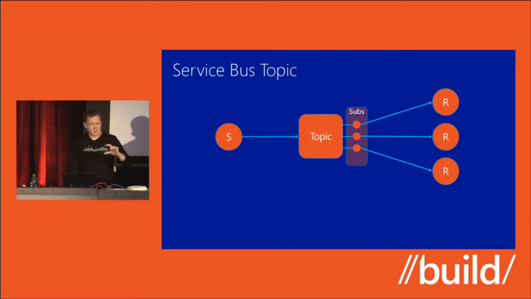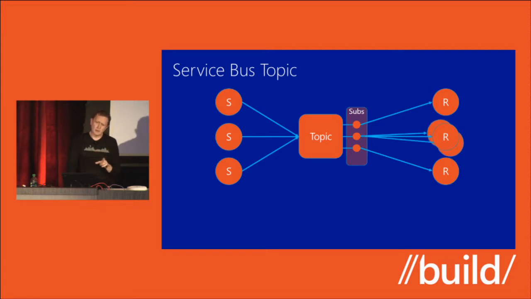I can also have multiple senders sending in, just like before. And I can still do competing consumer. So on a single subscription, I can scale out my back-end processing on that single subscription. So here, in this scenario, each message that comes in will go to the top receiver, the bottom receiver, and one of the three receivers connected to the middle subscription.